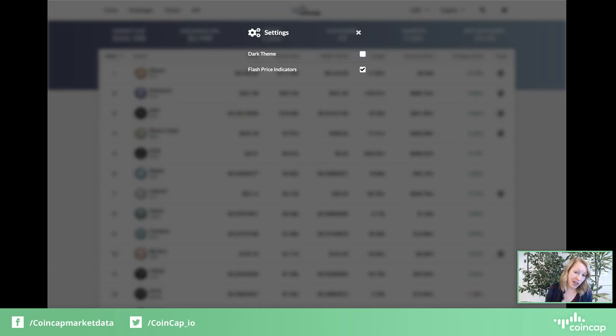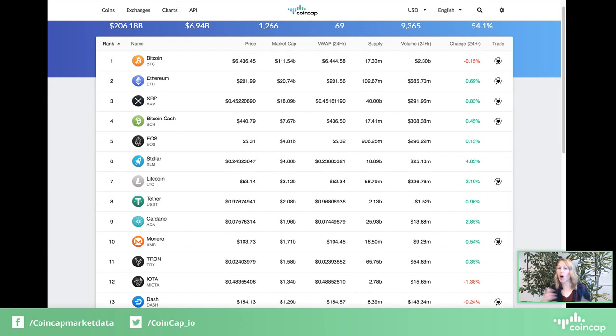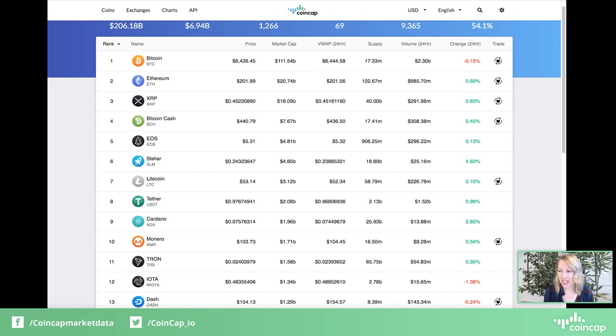You also have an option here for flash price indicators. In our team, we call those blinkies because flash price indicators is a mouthful. But we heard from you guys that some of you like to see all that market activity, and some people think that maybe that's a little overwhelming. So you can turn it off. All of these prices here are going to update every single minute, so you'll never have bad or aging data. You'll always know that these prices are current. But let's turn those back on and we'll talk about blinkies for a little bit.